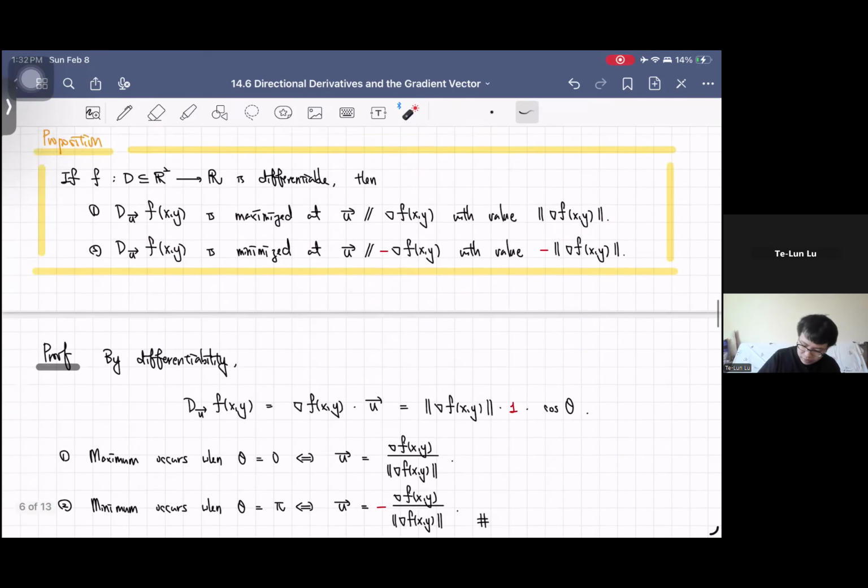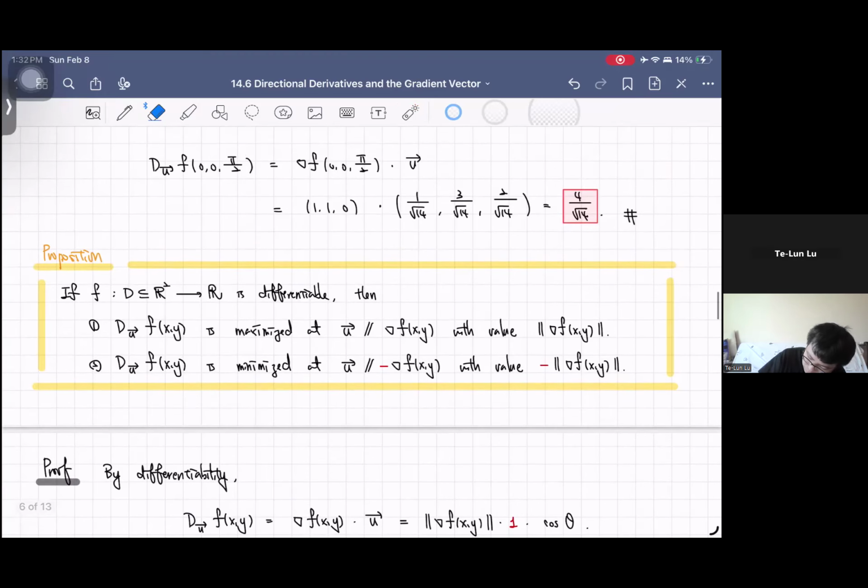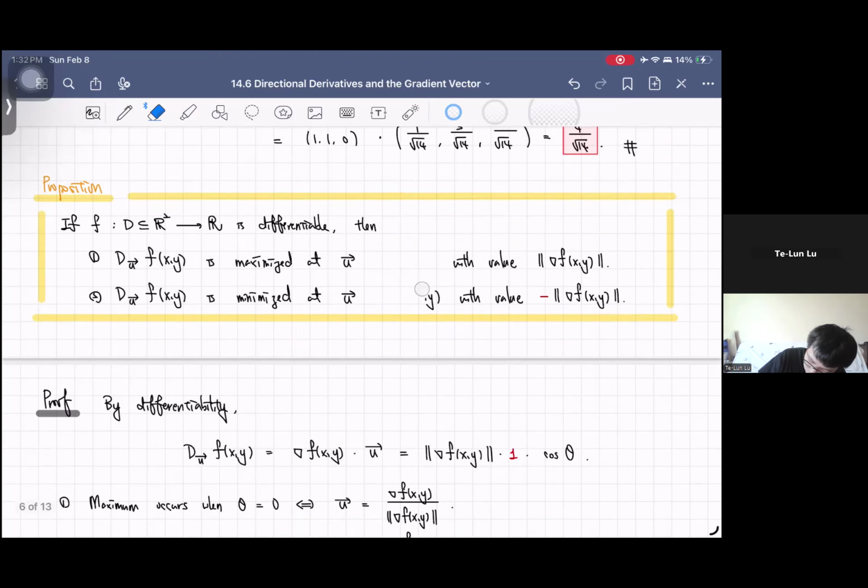Let me write this down. It is better if I write this. It'll be more useful. So basically, I'm just saying this. It is maximized when you are of the same direction with the gradient vector, and you're minimized where you have the same direction as the opposite of the gradient vector.